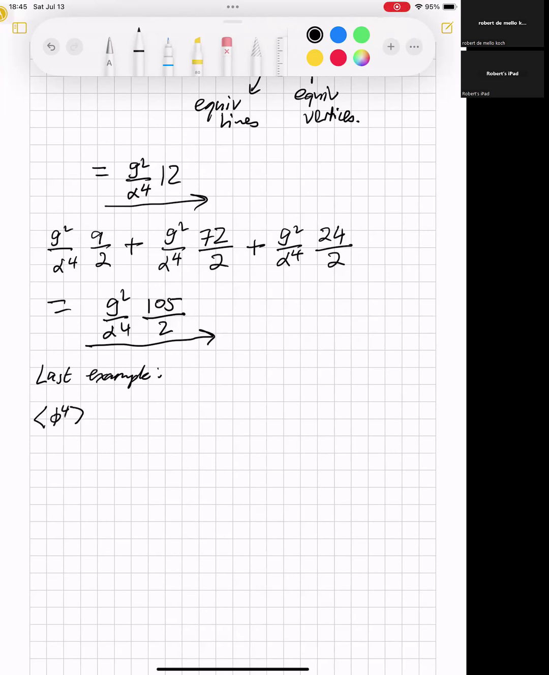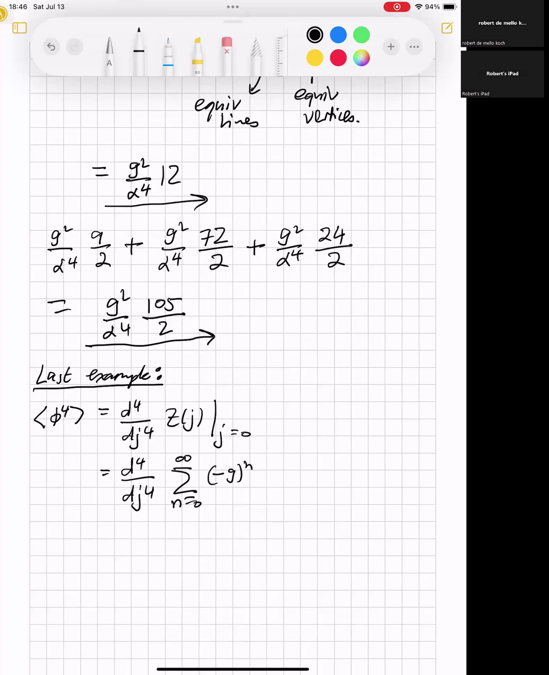phi to the 4, okay? So let's first of all calculate what the answer is, and then let's see if we can reproduce that using Feynman diagrams. You know that this is given by taking 4 derivatives with respect to j of Z of j, and then evaluating this at j equal to 0. And you also know what Z of j is. This is d/dj to the 4. Z of j is an infinite sum from n equal to 0 to infinity. We've got minus g to the power of n, we've got n factorial, then we've got 4 derivatives with respect to j raised to the power of n, and this is acting on e to the j squared over 2 alpha. And then we need to evaluate everything at j equal to 0.